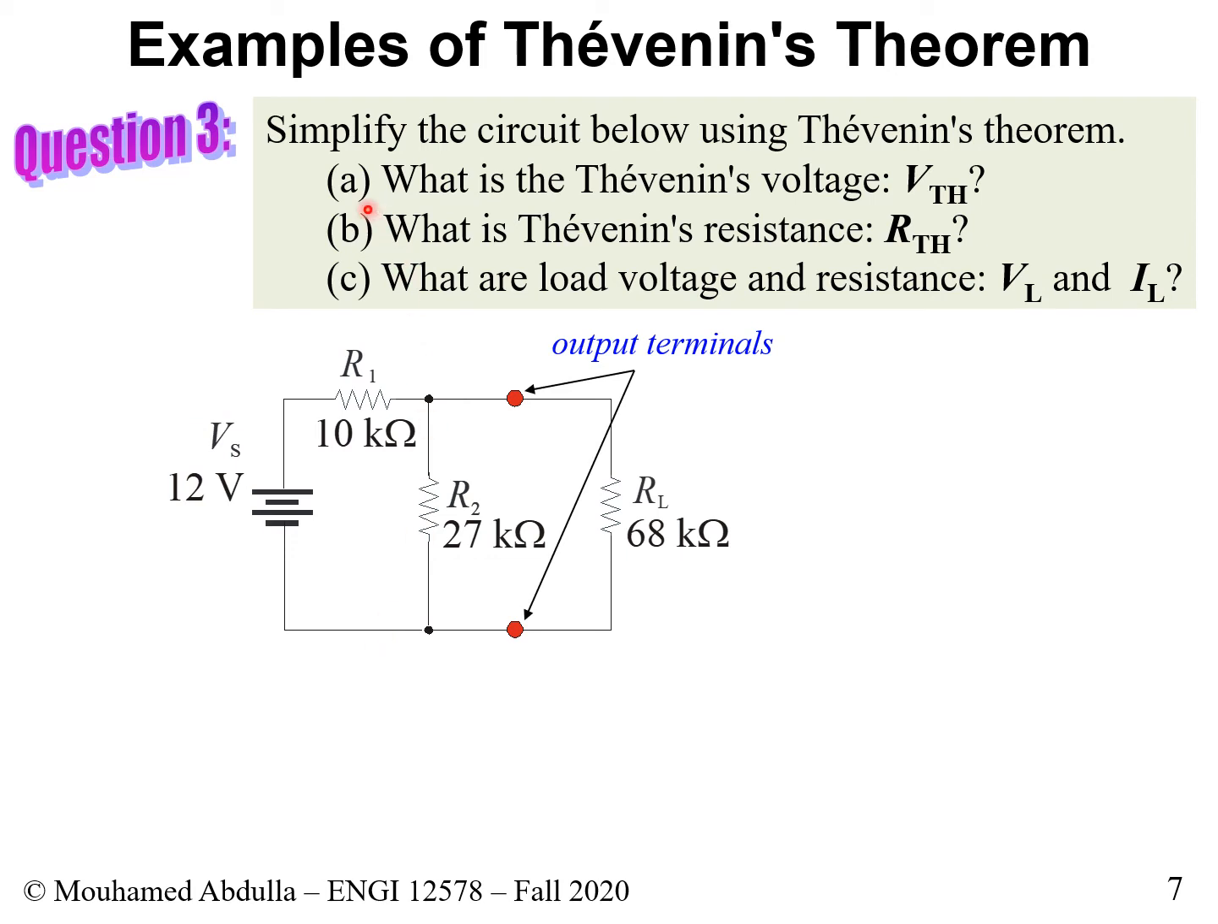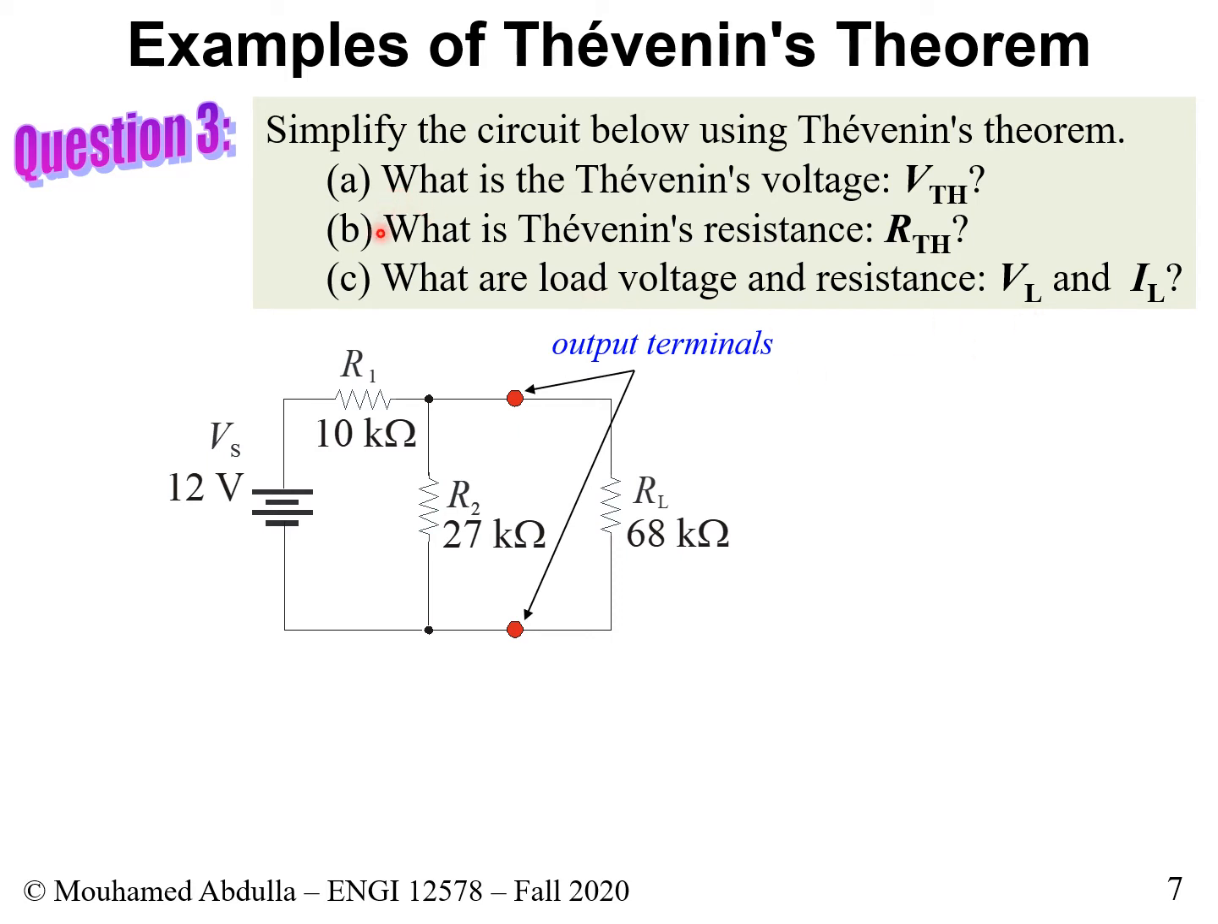So let's go through the steps here. Question A, what is Thevenin voltage? This is what we want to find first. B, what is Thevenin's resistance? Like we said, you need both of them, VTH and RTH, to build your Thevenin equivalent circuit. Once you have that, you connect the load to it, and then you could measure whatever you're looking for.